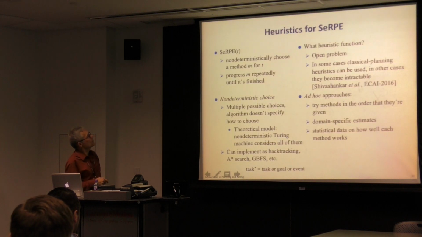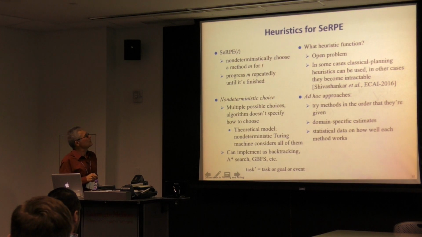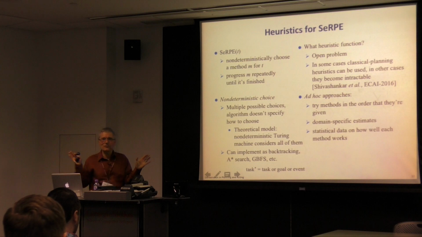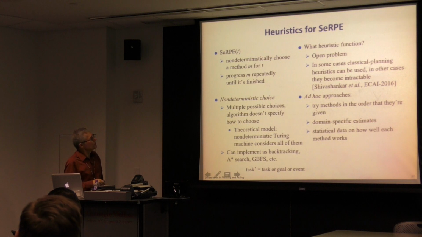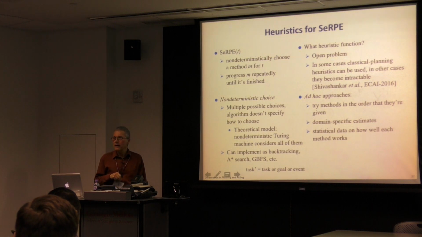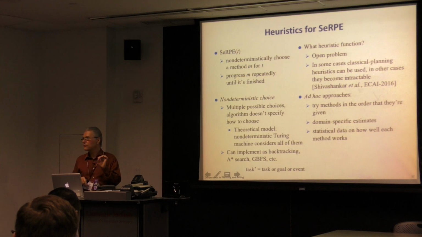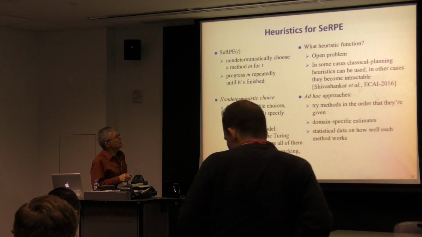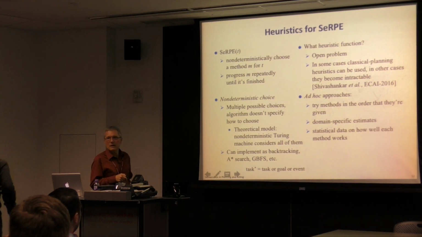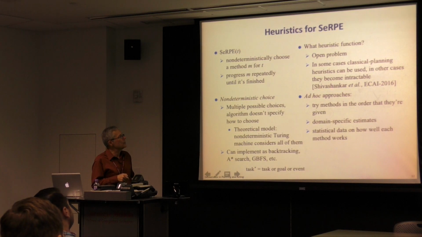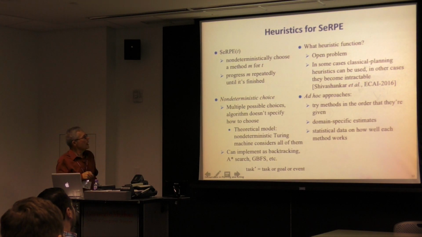All right. So some heuristics for this. I said that we non-deterministically choose a method, and I said that that was shorthand for saying we're not sure how we're going to do it. What heuristic function might you use? Well, that's still kind of an open problem, and something that might be an interesting thing to do research on if any of you get interested in this stuff. In some cases, classical planning heuristics can be used. In other cases, they become intractable. There was a paper done by Shiva Shankar and a few other people that appeared at ICAPS 2016 on that.